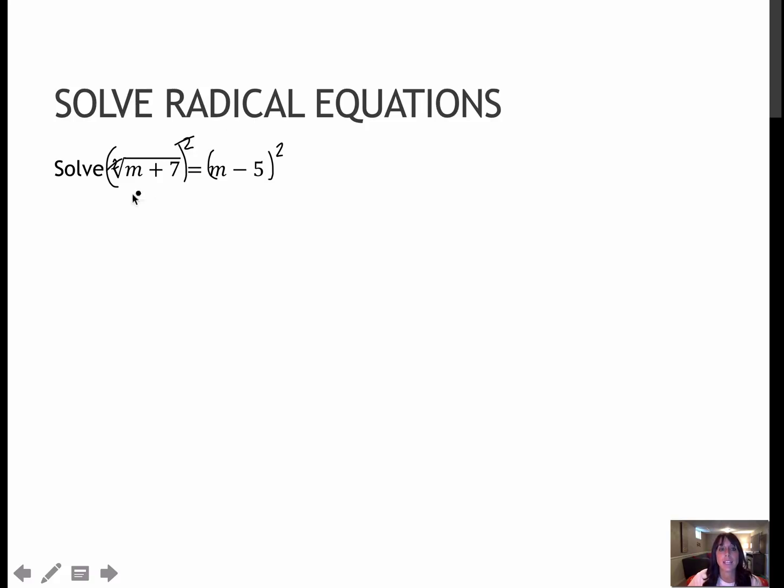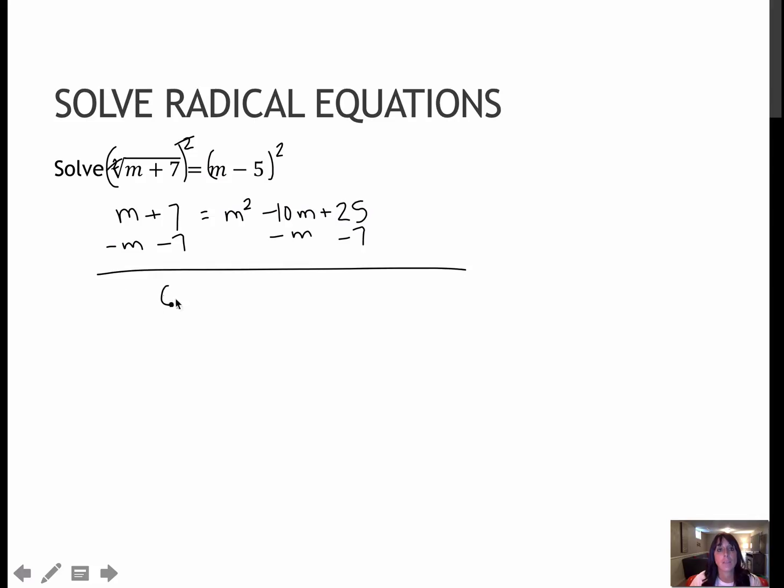So this is an index of 2, so I'm going to square each side. Now what that does is it basically negates the root and leaves you with whatever the radicand was to begin with. On the right side, I of course have m minus 5 quantity squared, which means m minus 5 times m minus 5, which gives me m squared minus 10m plus 25. From here, of course, this is just a quadratic, and we've practiced those a lot. So I would subtract the m from each side, and I would subtract the 7 from each side to leave me with 0 equals m squared minus 11m plus 18. So this is my new equation.